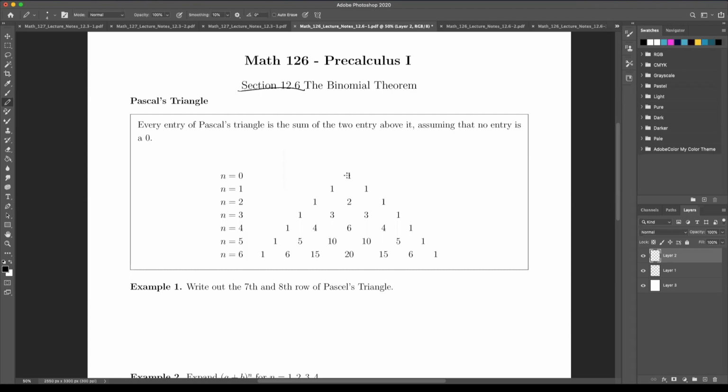Where it's one, and then this is 1 and 1, and you add these two up, you get 2. We add these two up, we get 3. We add these two up, we get 3. We add these two up, we get 6. We add these two, so the 2 above it gives you 4.